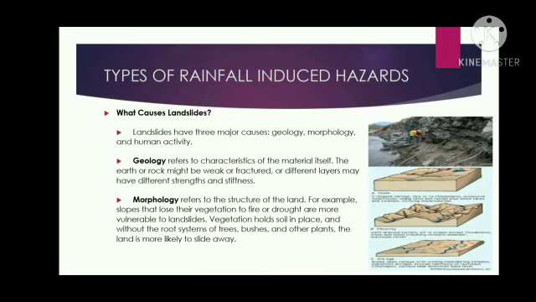Next we have morphology. Morphology refers to structures of the land. For example, slopes that lost their vegetation to fire or drought are more vulnerable to landslides. Vegetation holds soil in place, and without a root system of trees, bushes, and other plants, the land is more likely to slide away. Another example is deforestation.